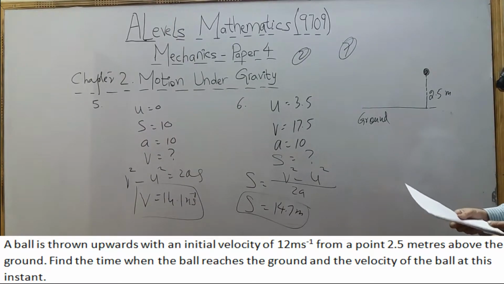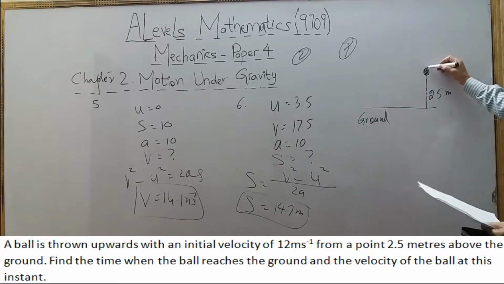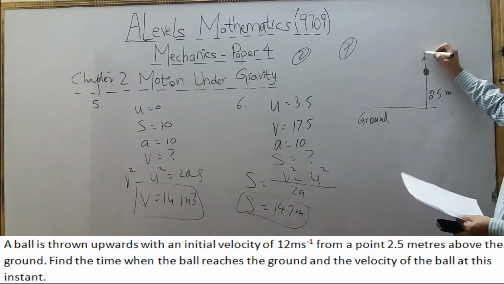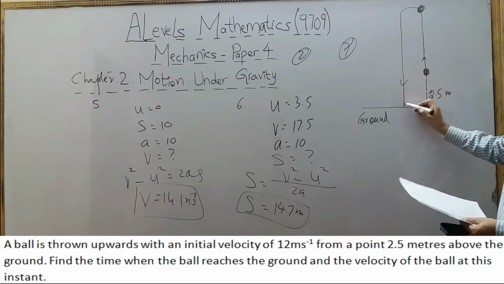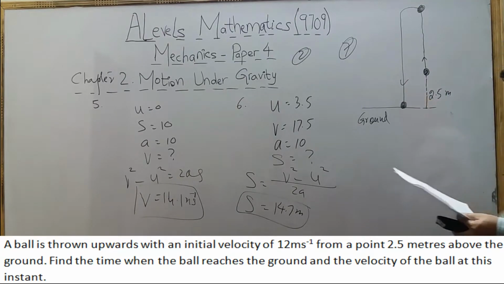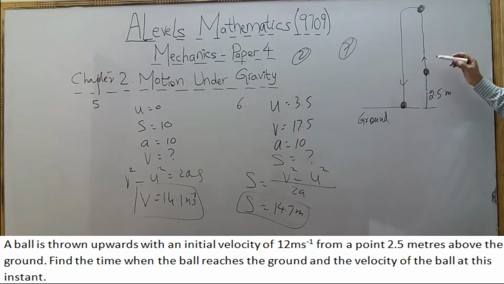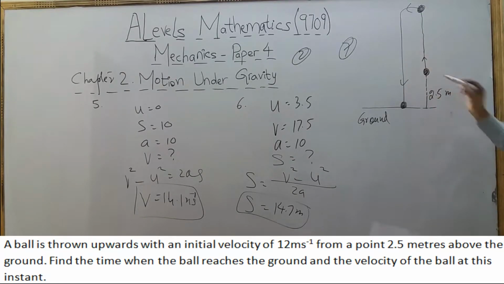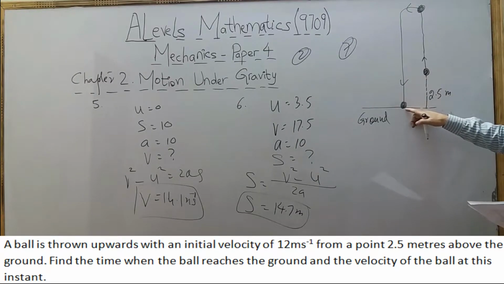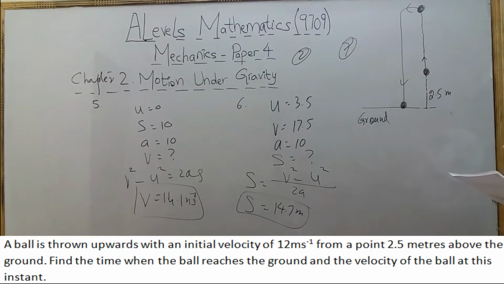Find the time when the ball reaches the ground. Now it will go up, of course, it will go to a maximum point and then it will come back to the ground. So the question is to find the time when the ball reaches the ground. So we have to find the total time from this to this plus the time from the highest point to the ground. We have to find this total time and the velocity of the ball at this instant. So when it hits the ground, we have to find the velocity also. We have to find two things.